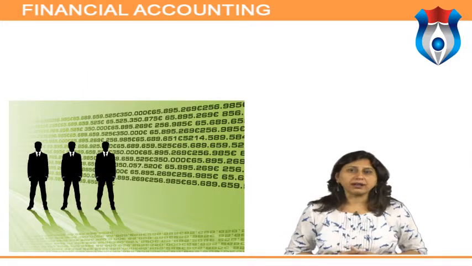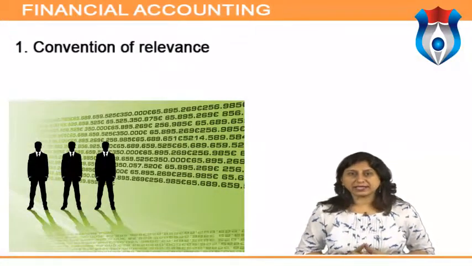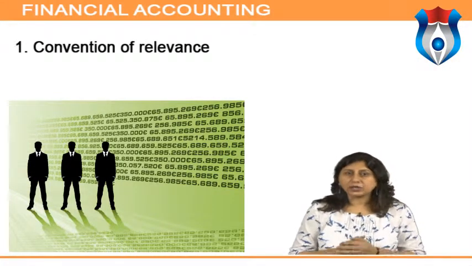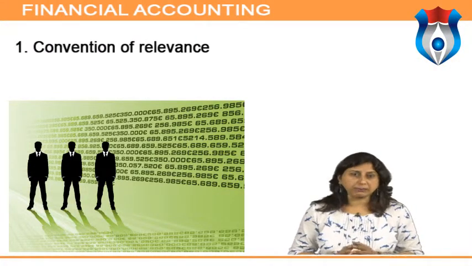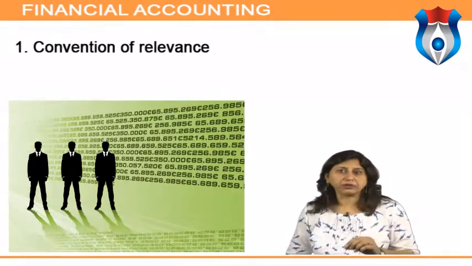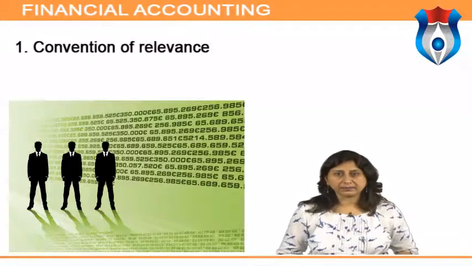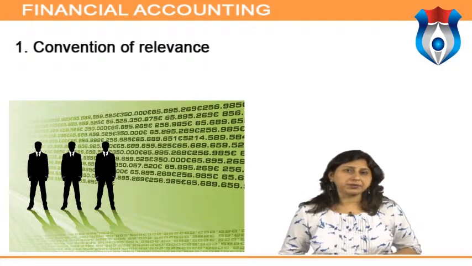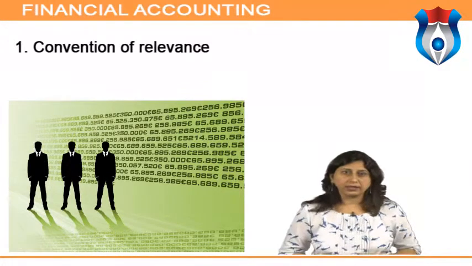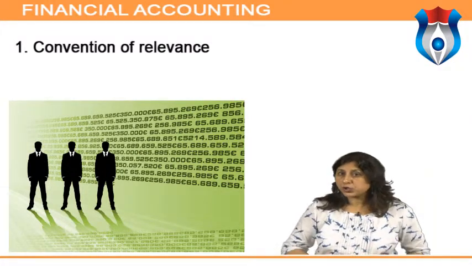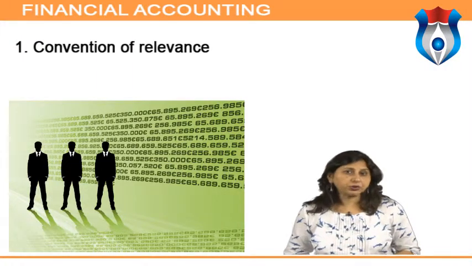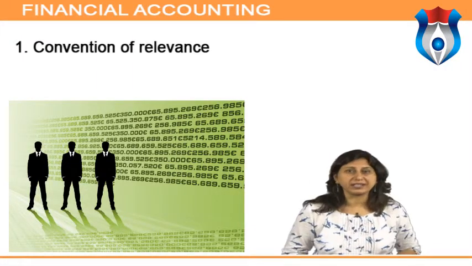Some conventions are Convention of Relevance. The Convention of Relevance emphasizes the fact that only such information should be made available by accounting that is pertinent and helpful for achieving its objectives. The relevance of the items to be recorded depends on its nature and the amount involved. It includes information which will influence the decision of its client. This is also known as convention of materiality.